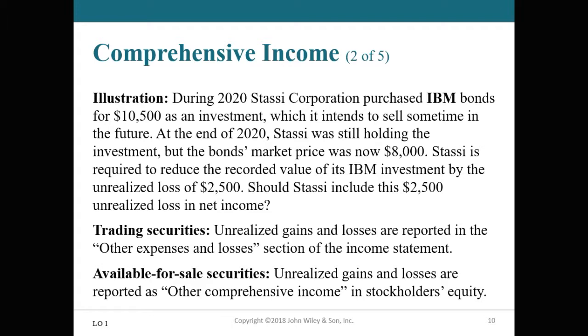So let's look at Stasi Corporation, which purchased IBM bonds for $10,500. It intends to sell them sometime in the future, so they're available for sale. At the end of 2020, they're still holding on to them, but the market price is now $8,000. Stasi is required to reduce the recorded value of its IBM investment by the unrealized loss of $2,500. The question is, should Stasi include this unrealized loss in net income?